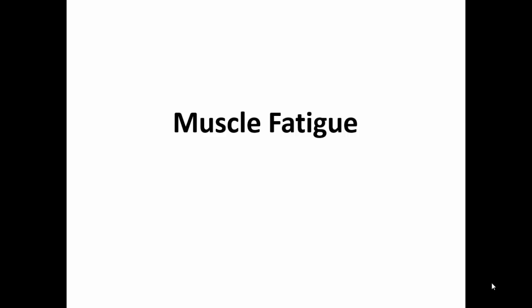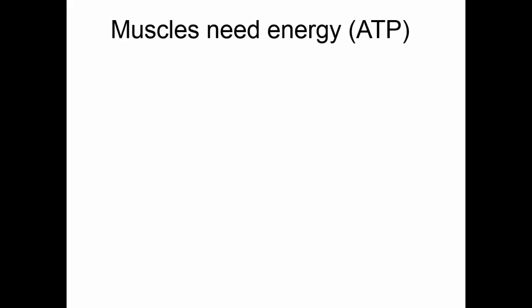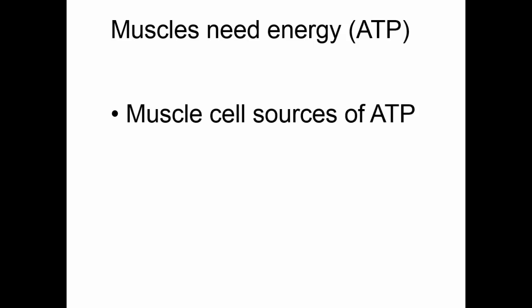Muscle fatigue occurs when the muscle cannot respond even when it is stimulated. Muscles need energy in order to be able to respond, and that energy has to be in the form of ATP. There are basically four sources of ATP in the muscle cell. A little bit of ATP is actually stored in the cell.